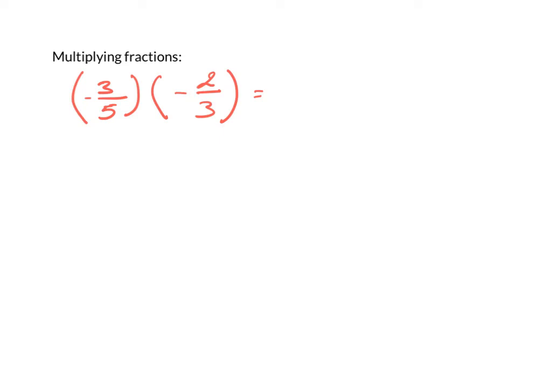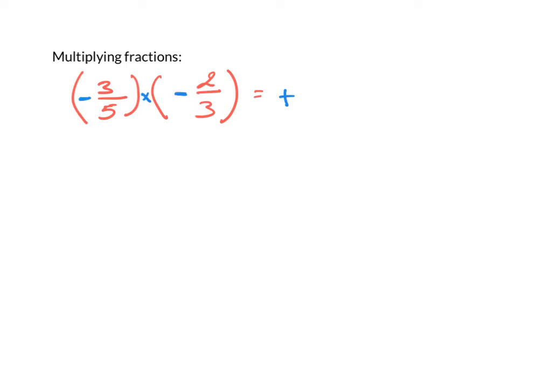All right, so we're gonna learn how to multiply fractions. Now the first problem is negative 3 over 5 times negative 2 over 3. First of all, we have to get rid of the signs. As we can see here, we have negative times negative. This is multiplication, so that will be positive. So the first thing you have to do is get rid of the signs. All right, then we have 3 over 5 times 2 over 3.